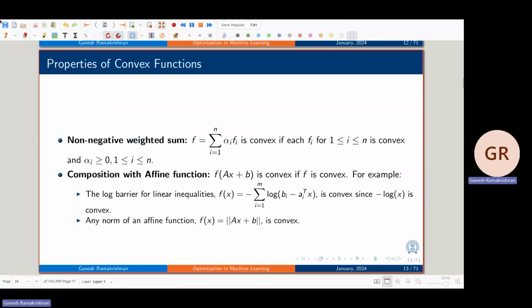Okay, non-negative weighted sum. So let's say I have alpha 1 times convex function 1 plus alpha 2 times convex function 2. All the alphas are greater than or equal to 0. And that will also be convex. Okay, so this is a property. So I'm going to distinguish the property from the list. Okay, let's use the right side of the board.